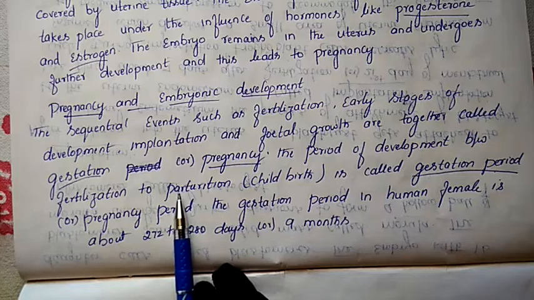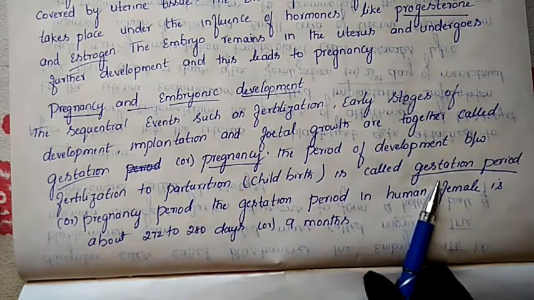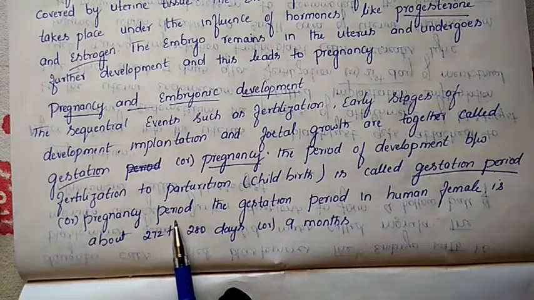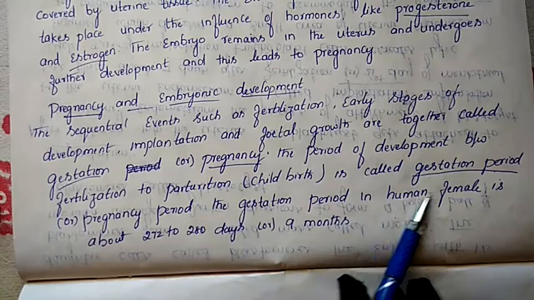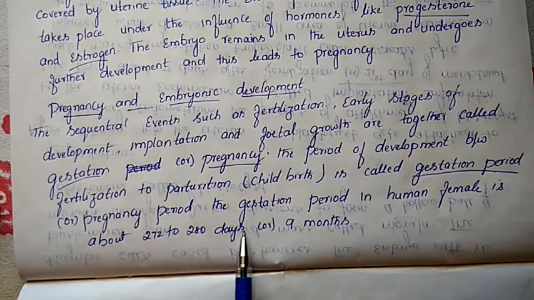Childbirth, that means parturition, is when the baby comes out from the womb of the mother. We also call it delivery. The period up to that process is called the gestation period, or the pregnancy period. The gestation period in a human female is about 272 to 280 days.